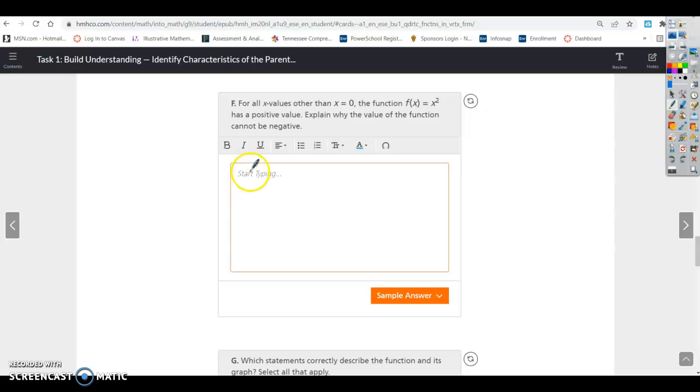Remember, when you square a number, you're going to get a positive number. So if I square 2, I get 4. If I square negative 2, I also get 4. So that's why none of the values other than 0 can be negative. Anytime you square a number, it's positive, and the only thing in this function is something squared because it is the parent function.